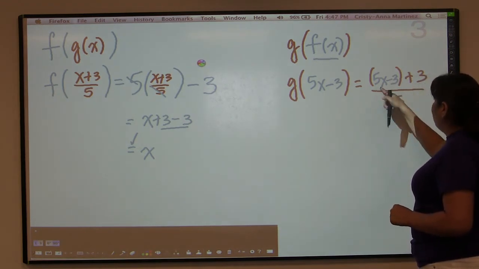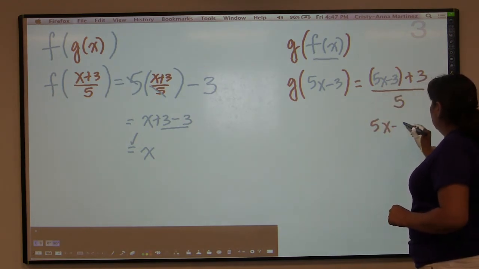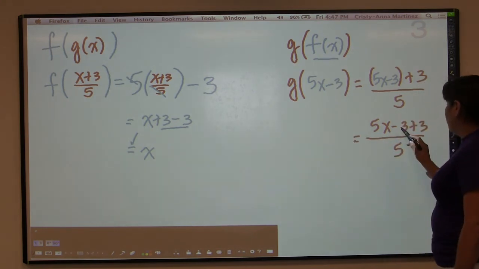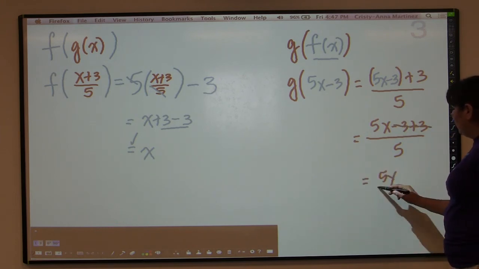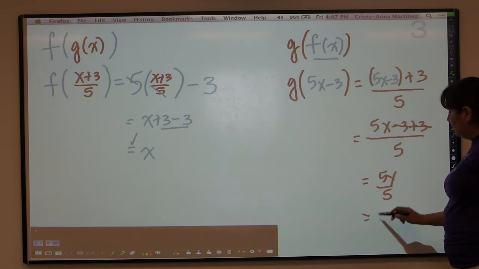So on the top, I get 5x minus 3 plus 3. But again, we know that the negative 3 and the positive 3, that's 0. So now I get 5x divided by 5. And since 5 divided by 5 is 1, we get x back.